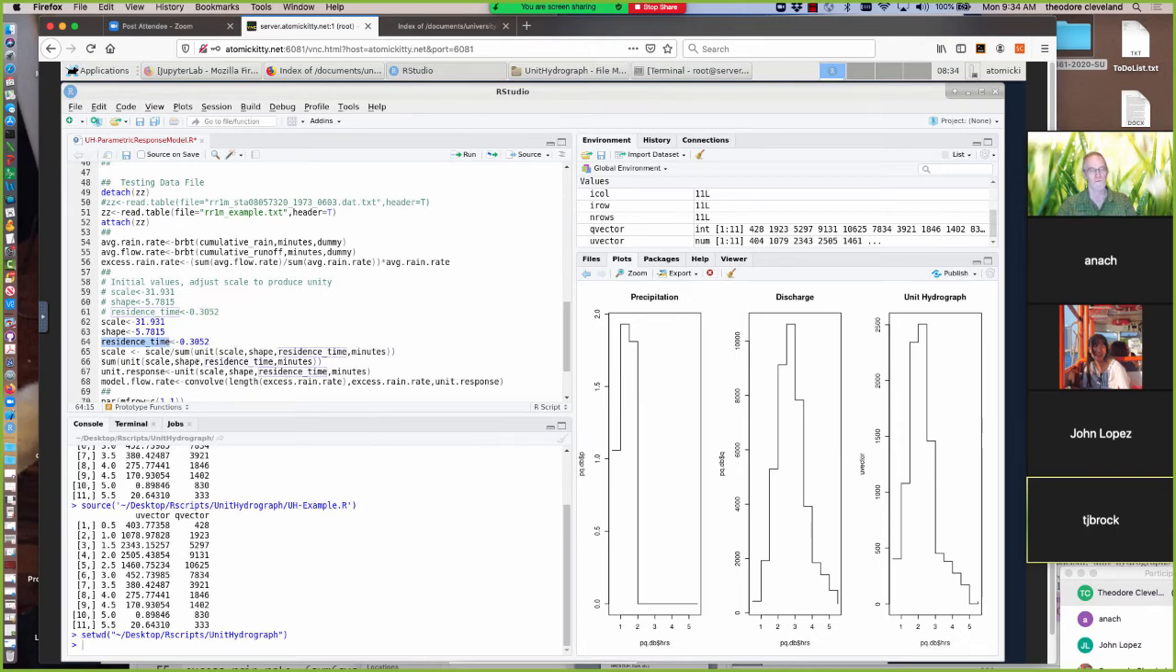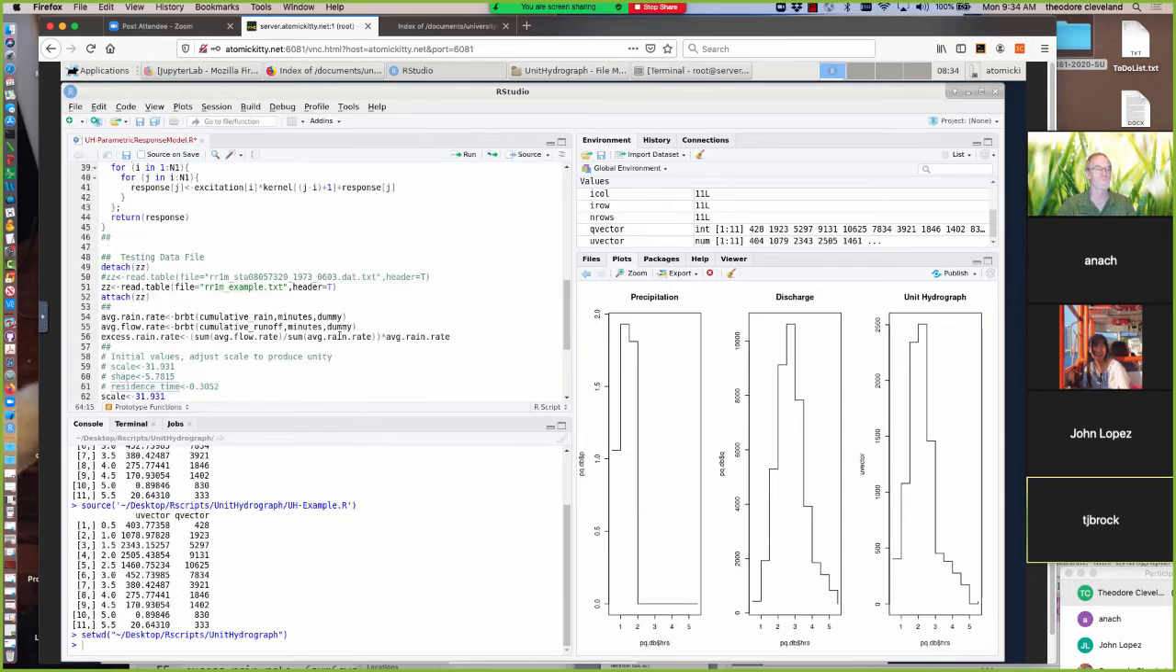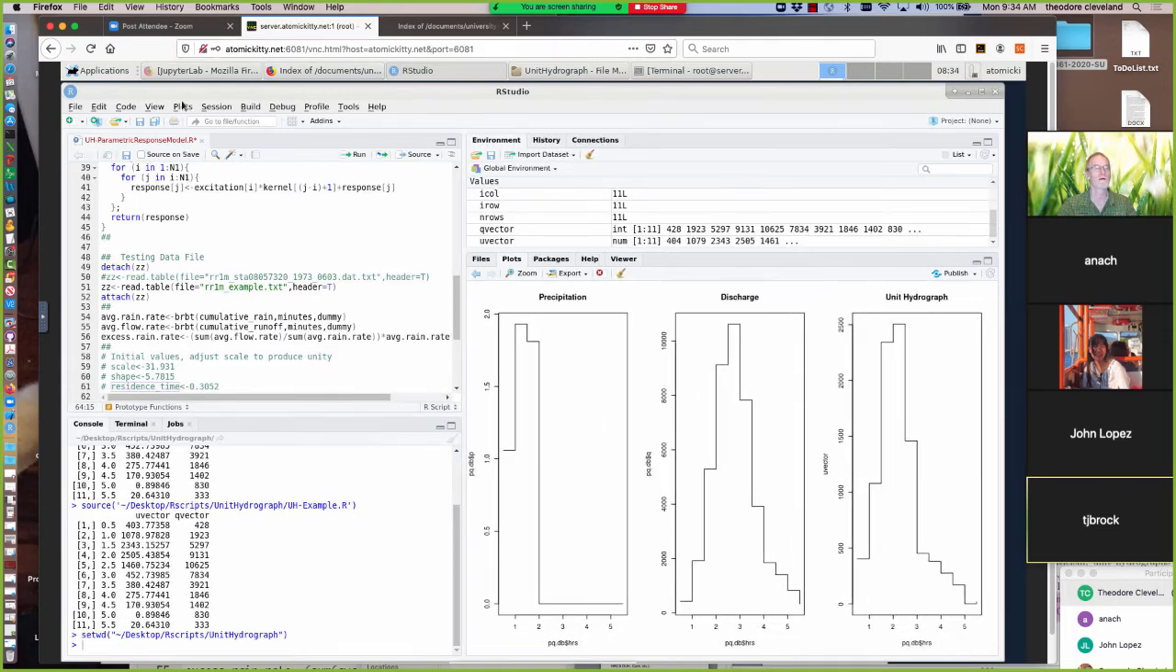Then we're going to check that it sums to 1. And then we actually compute the unit responses. So the unit response vector is the unit function evaluated at all the minutes of interest. And then we compute the model flow rate by convolving the excess rainfall rate and the unit response. And then finally we plot everything. So I'm going to run this once. Hopefully it will work. Save the changes and pray.